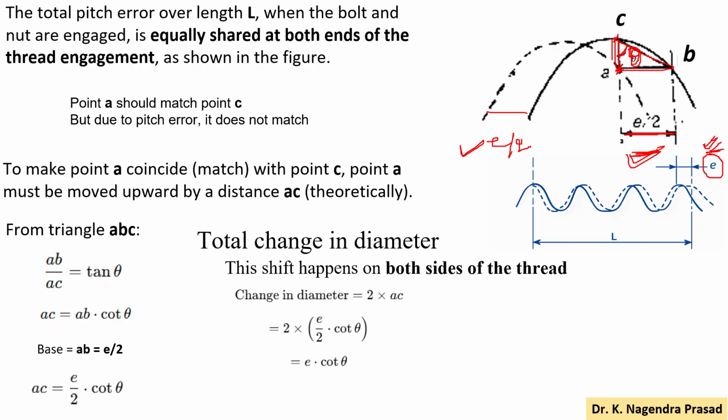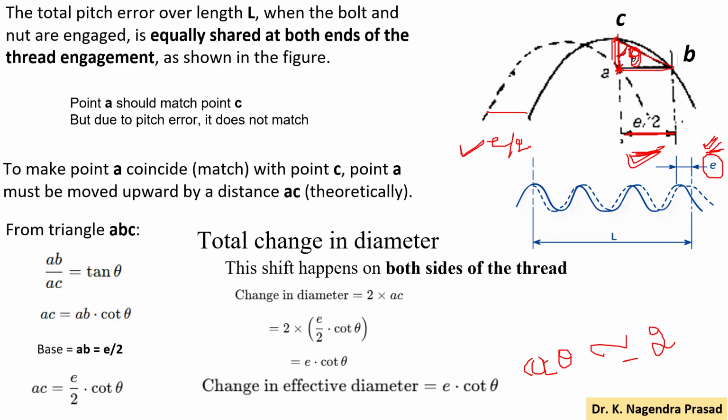The AC value is E by 2 into cot theta. Then the change in diameter will become E into cot theta. For most threads, this cot theta value is nearly 2. Then the change in effective diameter will become 2 into E, so the change in effective diameter is 2 times this pitch error.